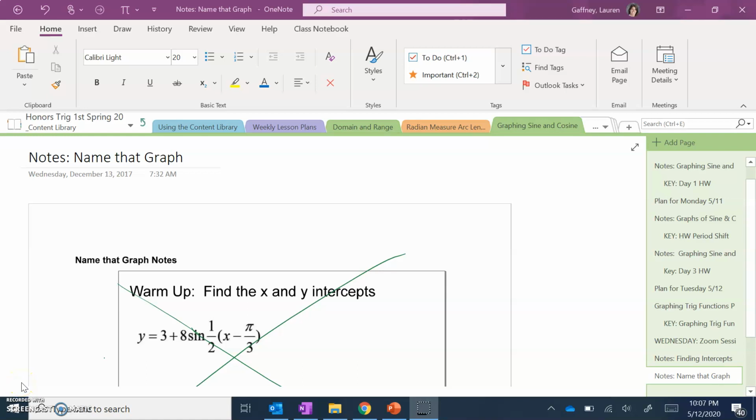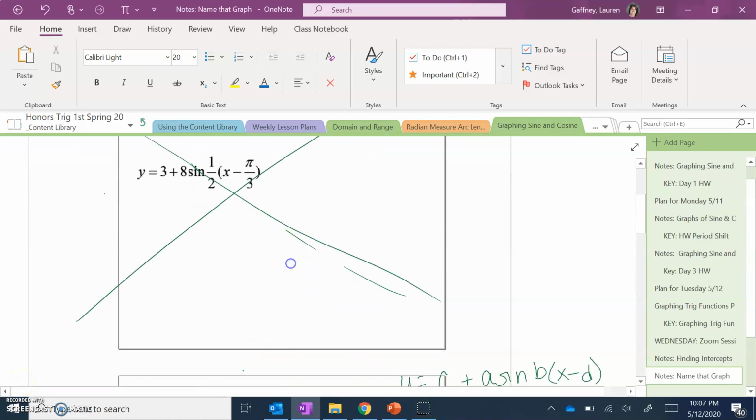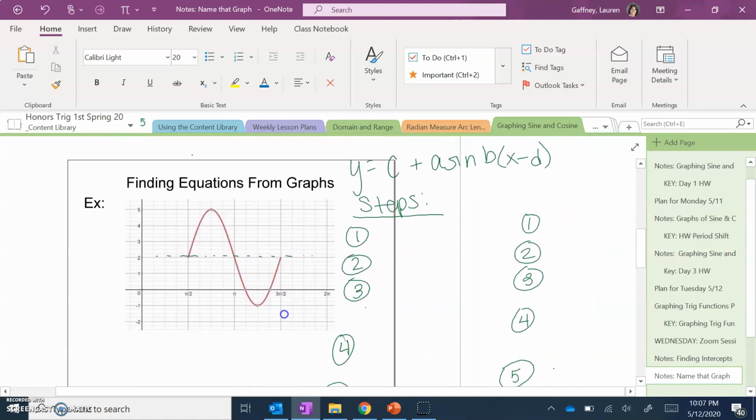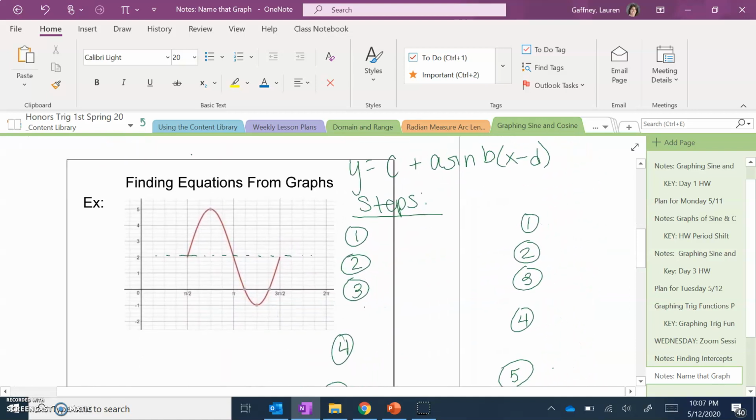All right, guys, this is the last section of this unit. So let's skip over that warm-up problem. Here we're going to be working backwards. Given the graph, how can we find the equation?